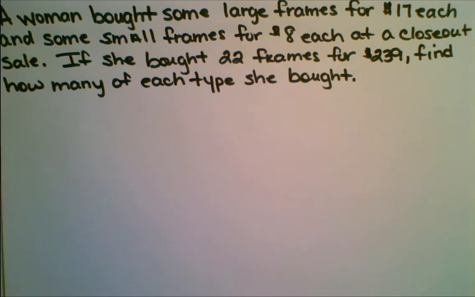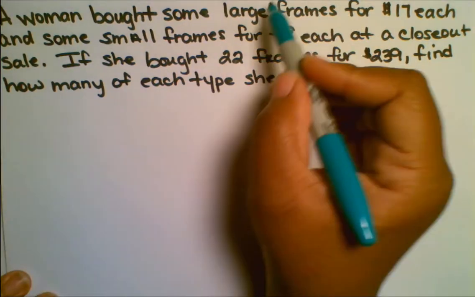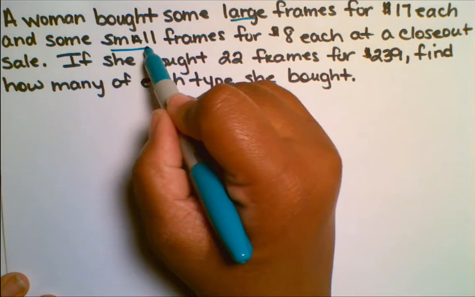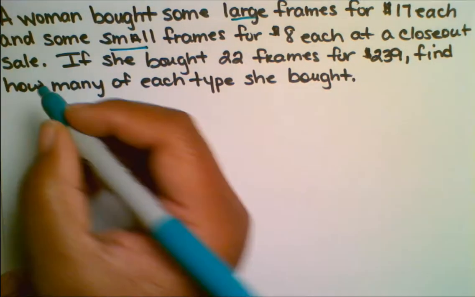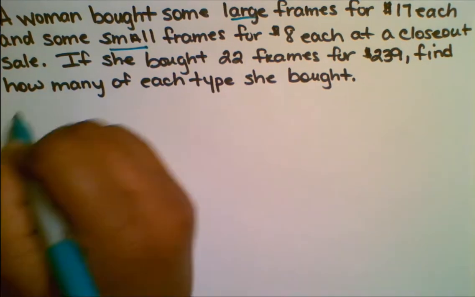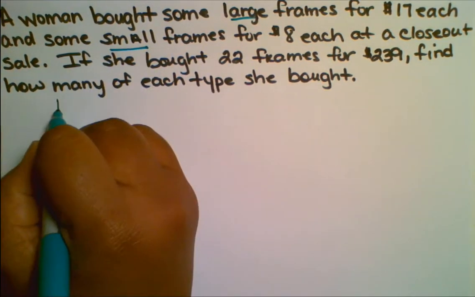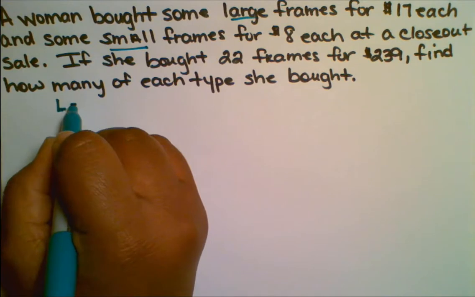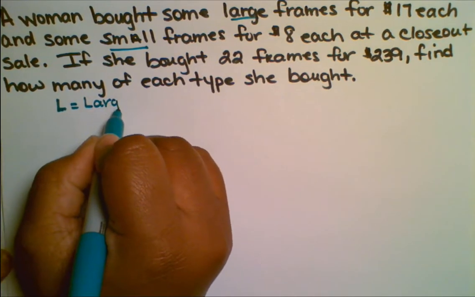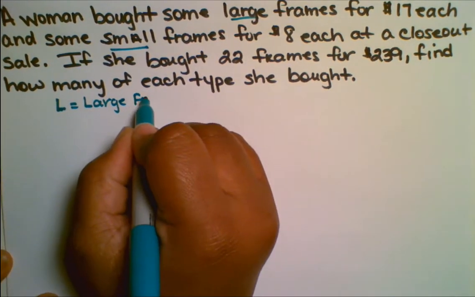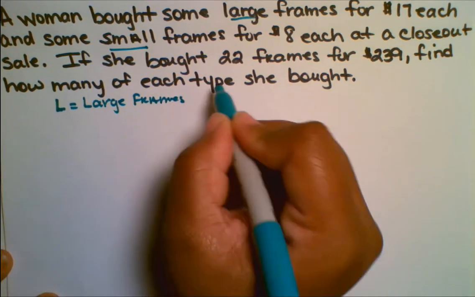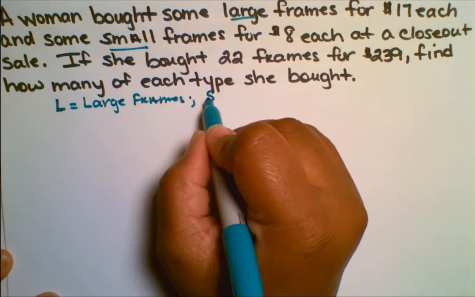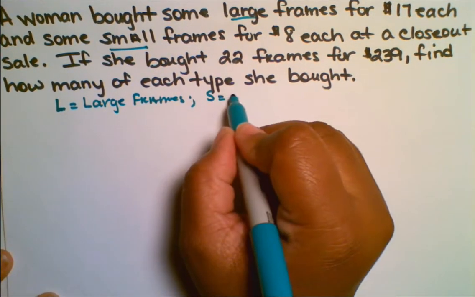So we know that she bought two types of frames, large frames and small frames. So we're going to let L instead of X and Y. L represent large frames. And we're going to let S represent the small frames.